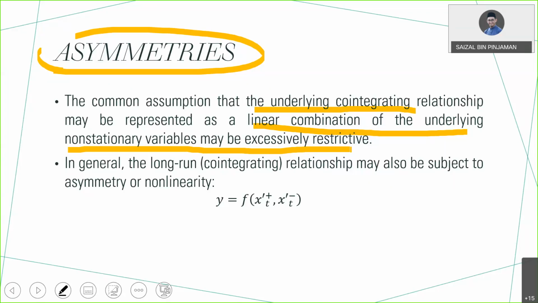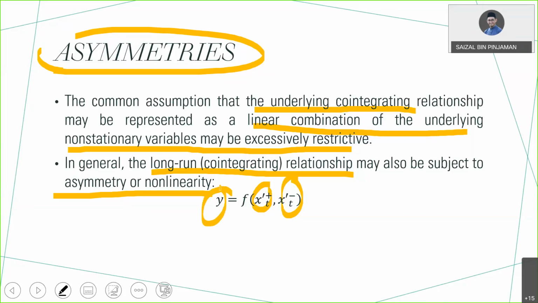So in the long run, in general, the long-run co-integrating relationship can also be subject to asymmetry or non-linearity. Asymmetry and non-linearity represent the same meaning. It means that positive values of a set of independent variables and negative values of a set of independent variables have different influence towards the dependent variable itself. So here you can see that the dependent variable is a function of a set of positive independent variables and a set of negative independent variables.